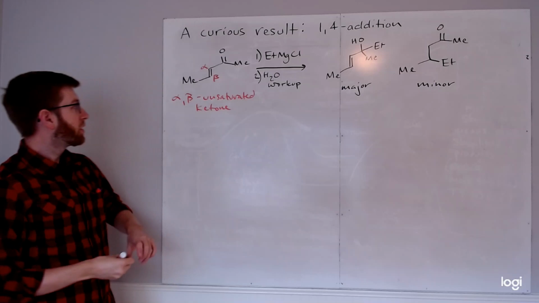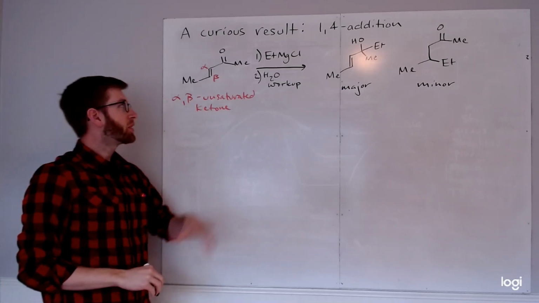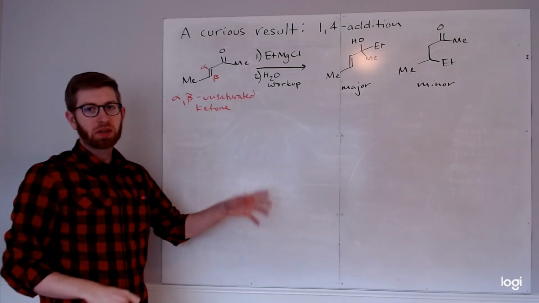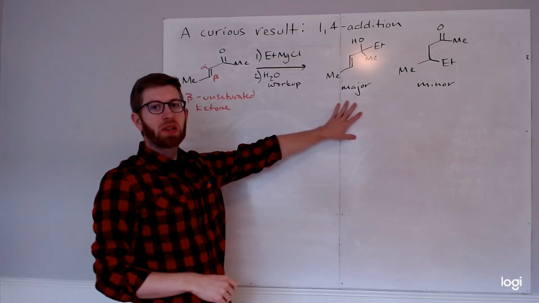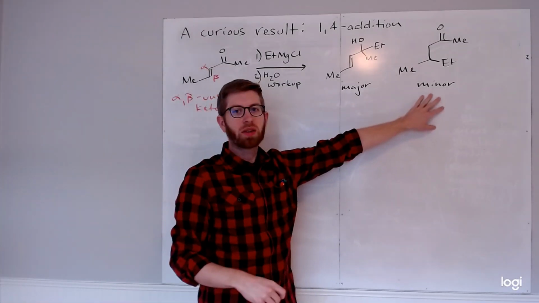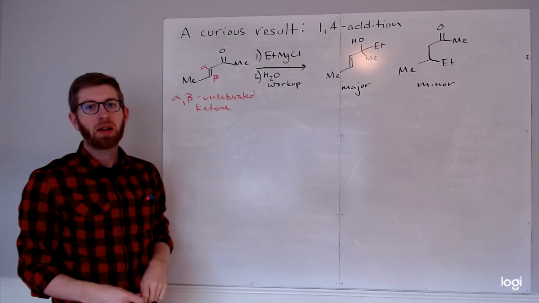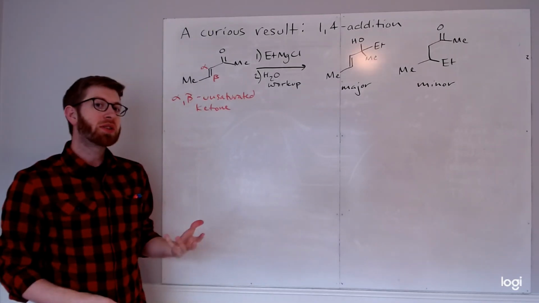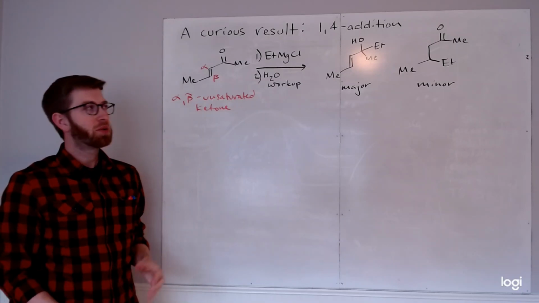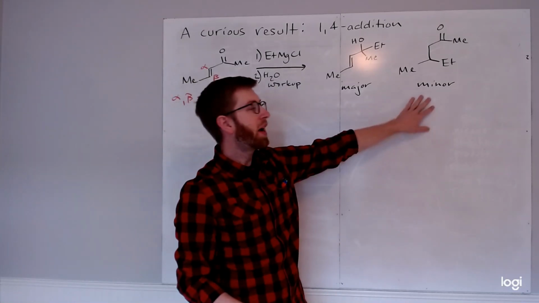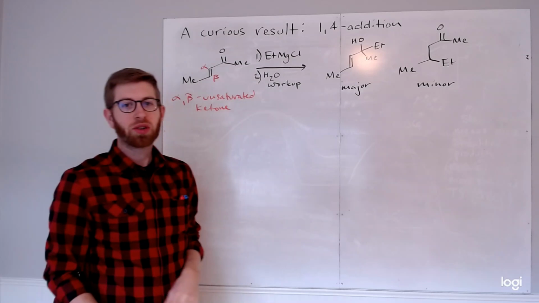For this particular alpha-beta unsaturated ketone and this particular Grignard reagent under these particular conditions, it's about 60% this compound and about 40% this compound. Those percentages will vary widely depending on the structures of the nucleophile and electrophile. But what I want to do in this section of this video to get us started with SLO10 is to try to understand how this minor product actually formed.